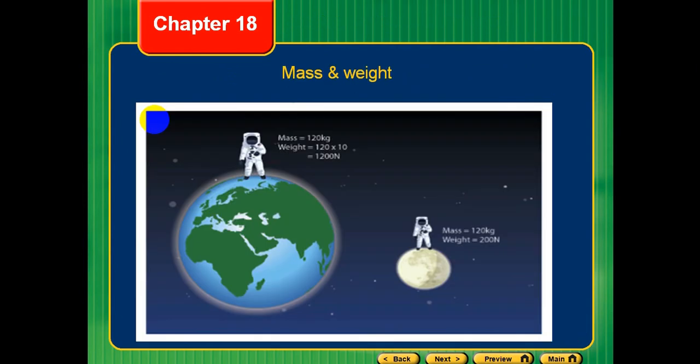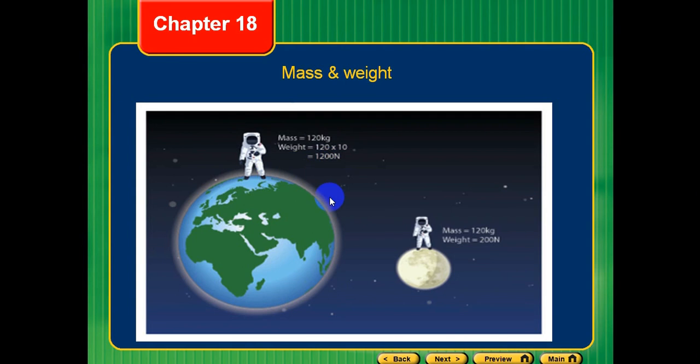But what happens to the weight? The weight changes. Like here in this picture, we have the same astronaut on Earth and on the Moon. Look at the mass. The mass here on the Earth's surface is 120 kilograms. Here on the Moon, the mass is also the same, 120 kilograms. So the mass is stable or constant. Nothing changes in his mass. But the weight on the surface of the Earth, the weight meaning the amount of gravitational force, equals 1200 newtons. We measure the weight in newtons, okay? But the mass, we measure it in kilograms. So the amount of gravitational force on this person on the Earth equals 1200 newtons.